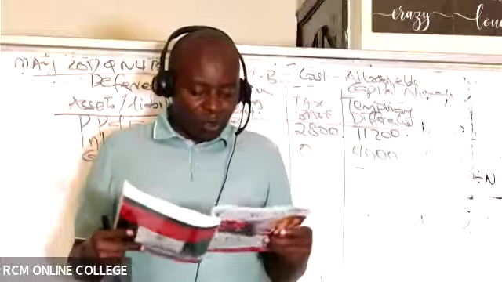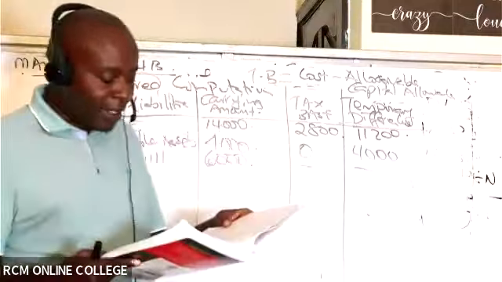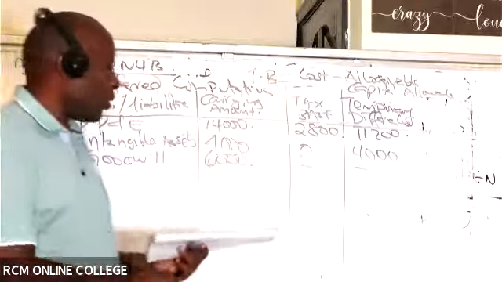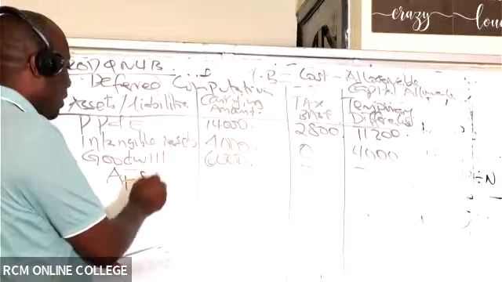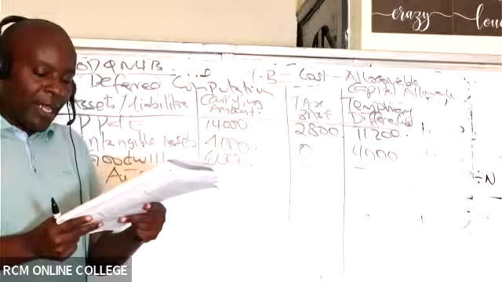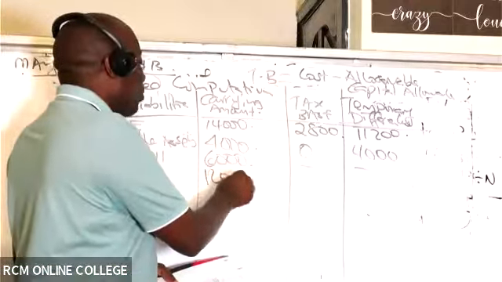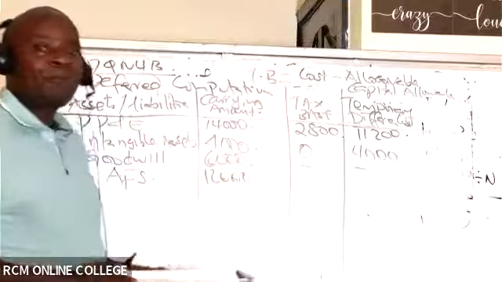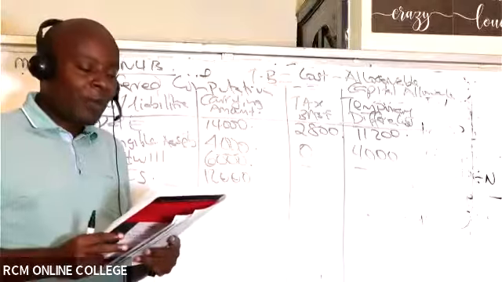Now, after goodwill, we go to the next item. The next item is known as financial assets available for sale. We normally write it like this, AFS, available for sale. What do we have there? The book value, the carrying amount, is 12,000.